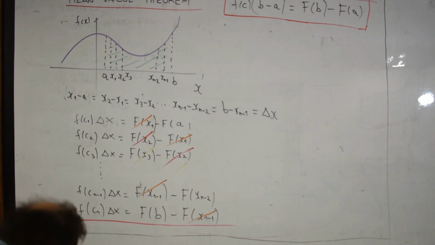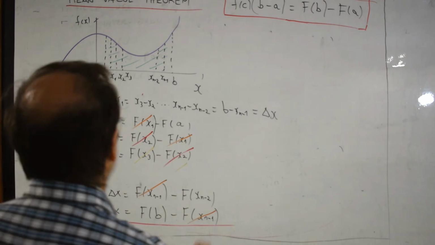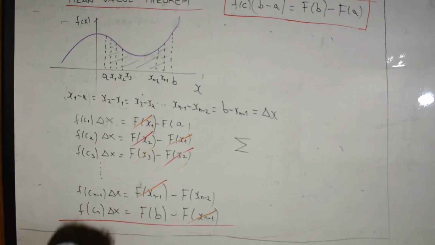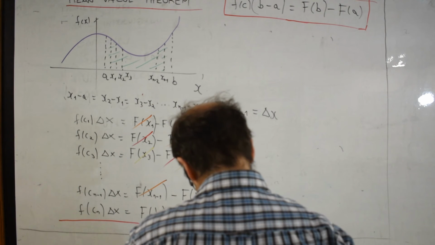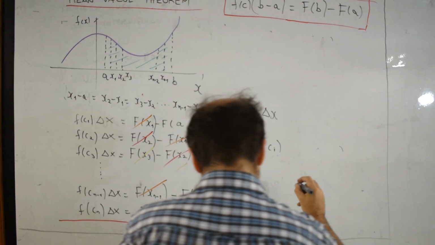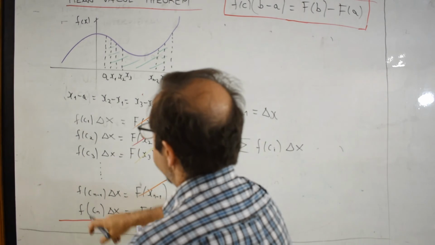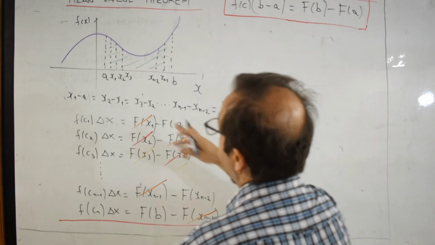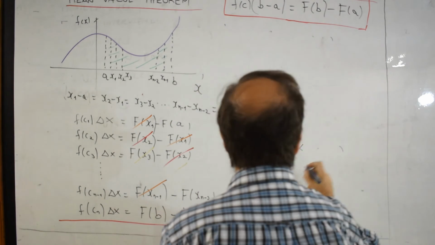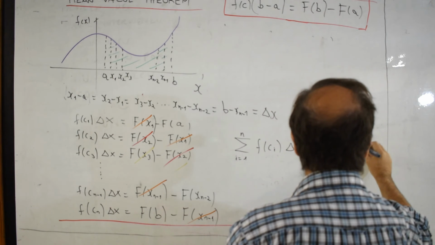And here on the right we have a summation of f of c i times delta x, all these summations, where i varies between 1 and n, and those are delta x. This is equal simply to F of b minus F of a.